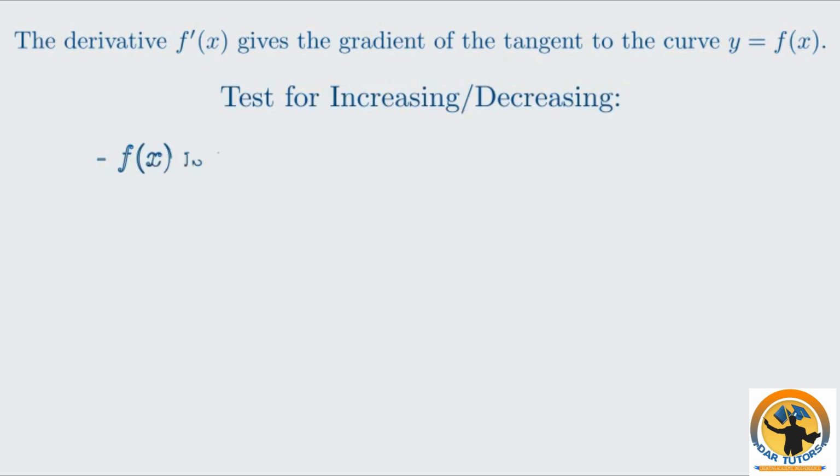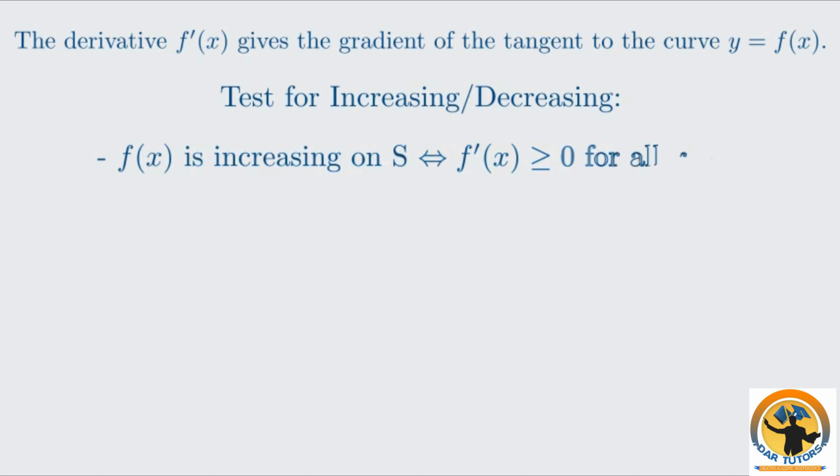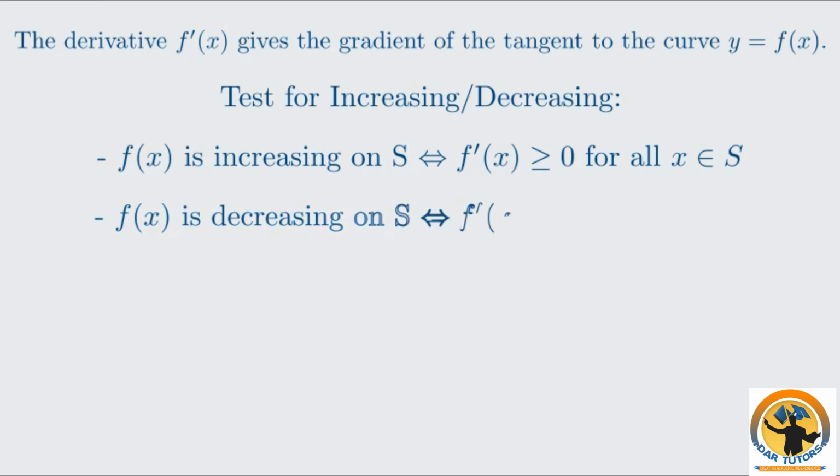A function f of x is increasing on an interval S if its derivative f prime of x is greater than or equal to 0 for all x in S. Similarly, f of x is decreasing on S if its derivative f prime of x is less than or equal to 0 for all x in S. This test is the foundation for finding these intervals algebraically. Let's see how it works with an example.